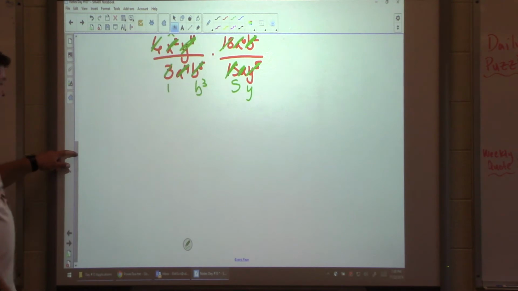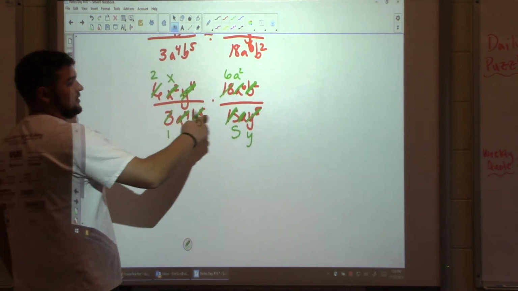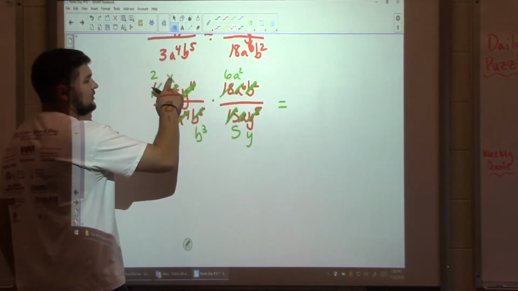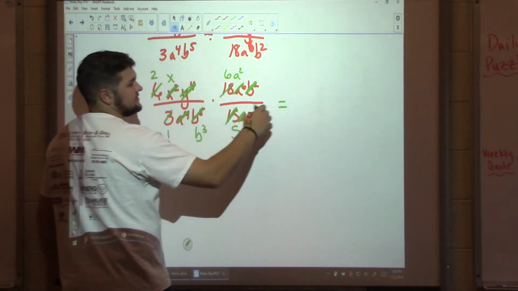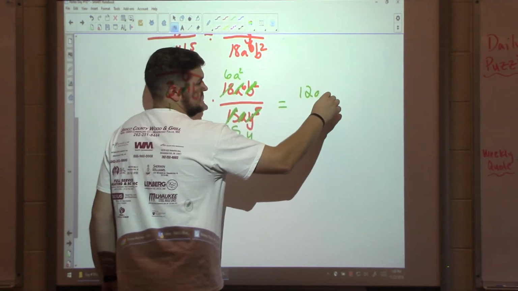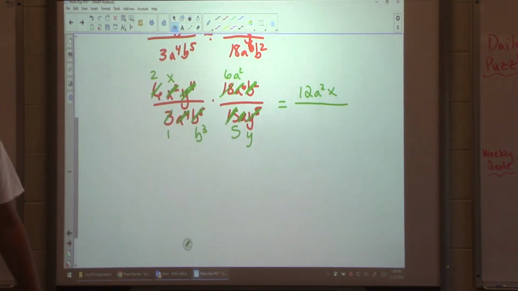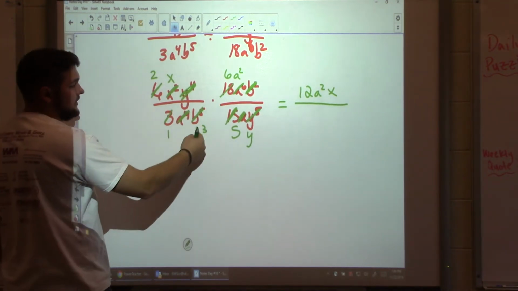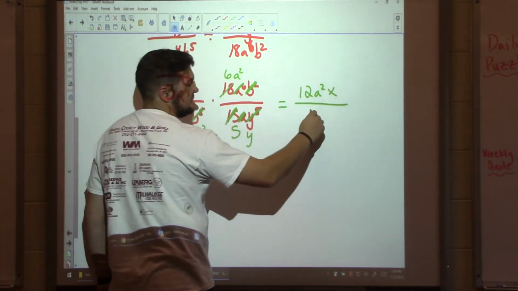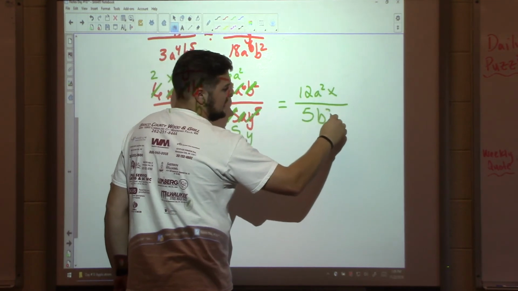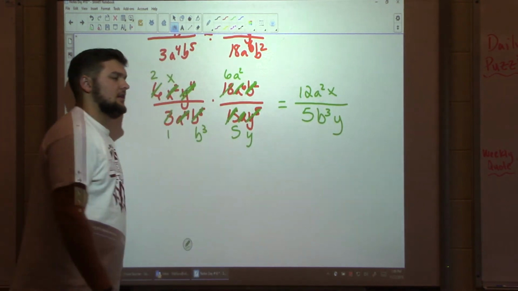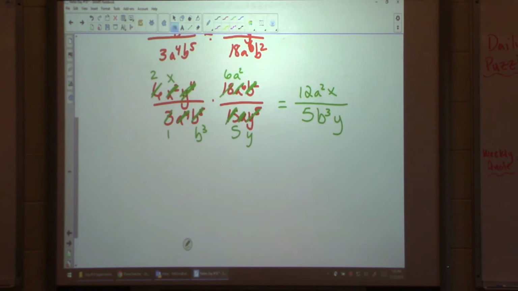Alright. I've simplified everything. So I'm going to multiply across the top. 2x times 6a squared gives me 12a squared x over. Does it matter what order you put your variables? No, I don't care. 1b cubed times 5y, so 5b cubed y. Okay, one last check. Can I simplify anything else? No. That's it.